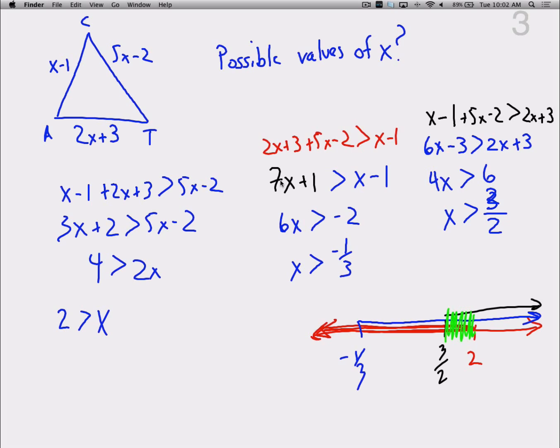I want the numbers less than 2, but greater than 3/2. Okay? How are we doing so far?